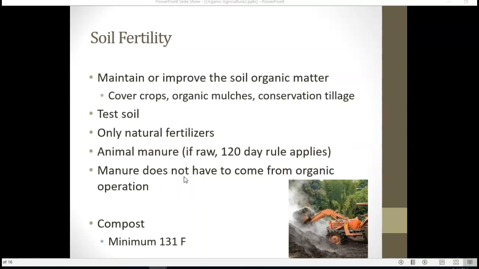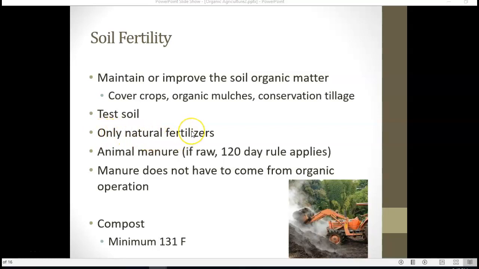Soil fertility is another standard that we took a quick look at online. To summarize what it says, you do need to maintain or improve the soil organic matter over time, and the soil nutrients. So you do need to test your soil. That's required. You can't just assume that you have the right amount of nitrogen and phosphorus and organic matter. You need to test it and show how it's changed over time. But because you're required to build the soil, build its fertility and organic matter, it means that you do have to use cover crops, organic mulches, and conservation tillage, the soil building practices that we've talked about.